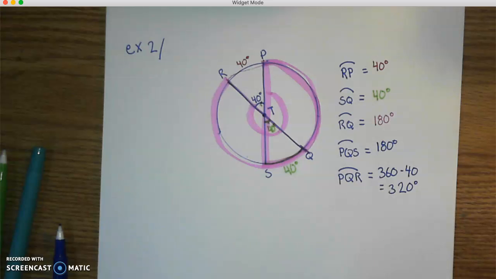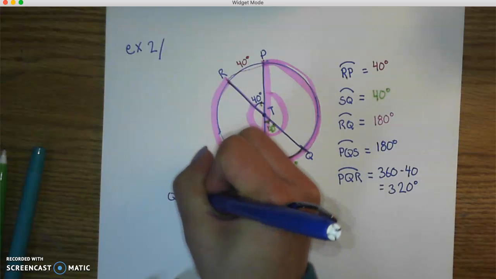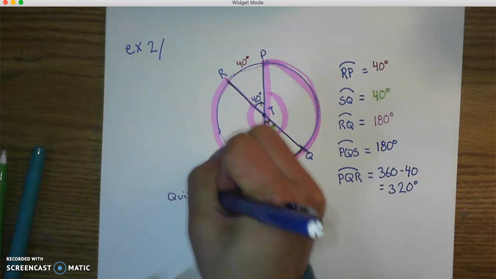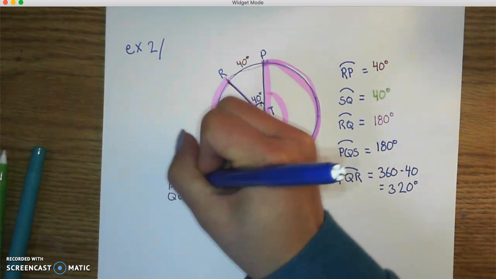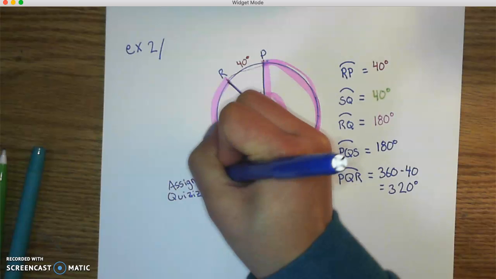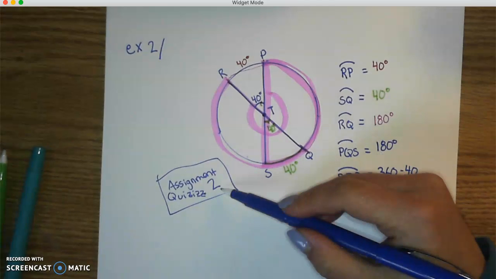And that's what I got for you about central angles and arcs. Please now take the time to go and do the practice problems that are with this, the quizzes assignment. This is all part of assignment 2. So this can all be found under assignment 2.